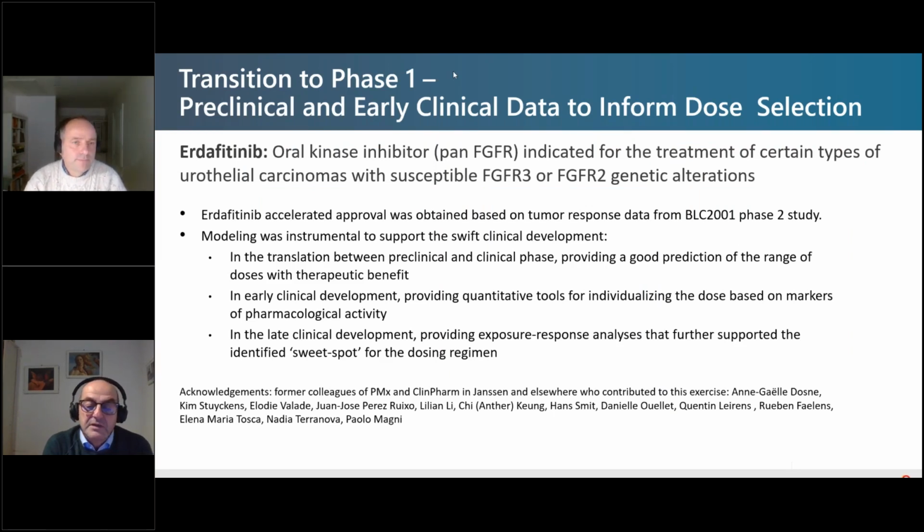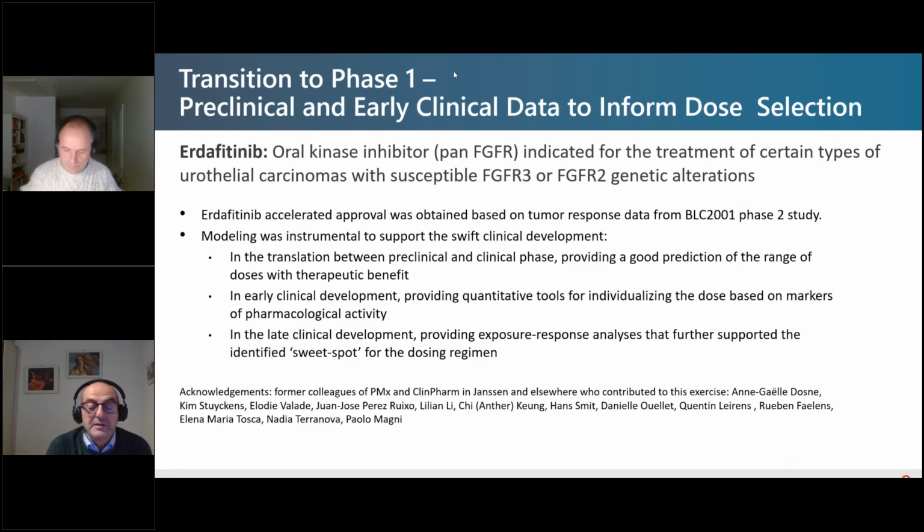Yeah, we will look at a case example, the case example of erdafitinib in terms of continuous and timely application of the modeling approach. First of all, I would like to acknowledge the former colleagues of Janssen and elsewhere who supported this program, in particular Angel Dozen and Kim Steikens, who really were instrumental to this exercise. So let's start with some background information.